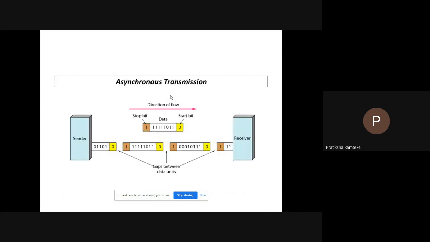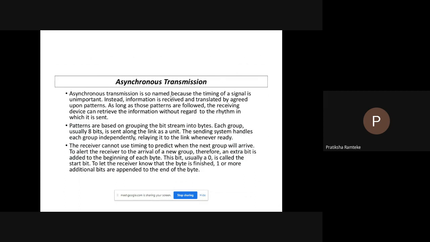Next, asynchronous transmission. Asynchronous transmission is so named because the timing of a signal is unimportant. It means that in this transmission we don't use a clock pulse. In synchronous and asynchronous, for both we don't use clock pulse.